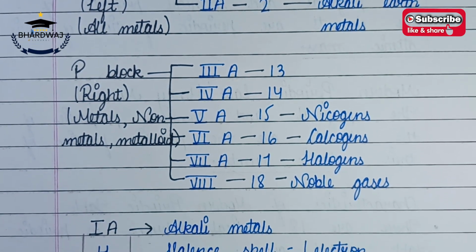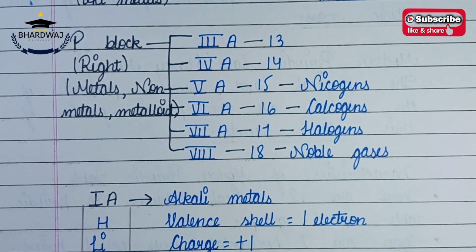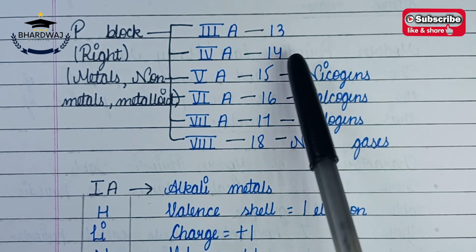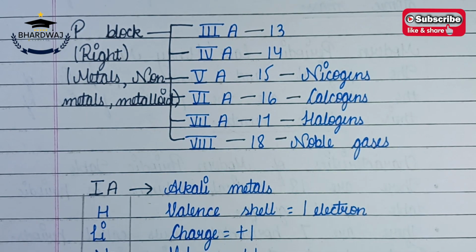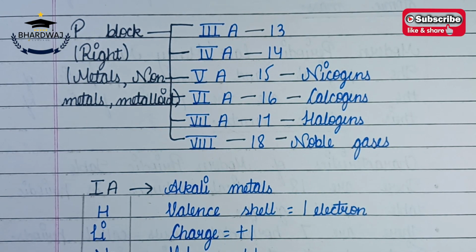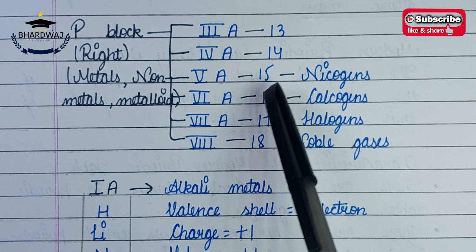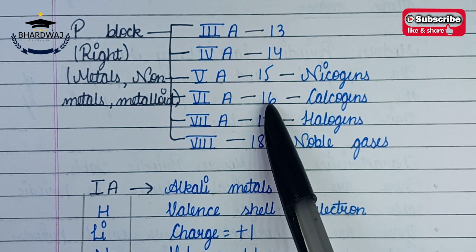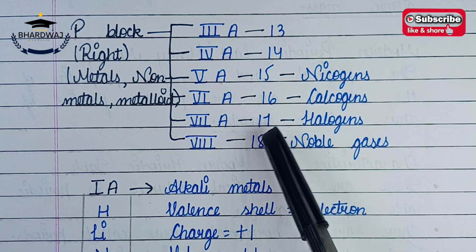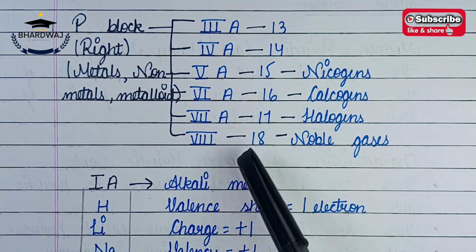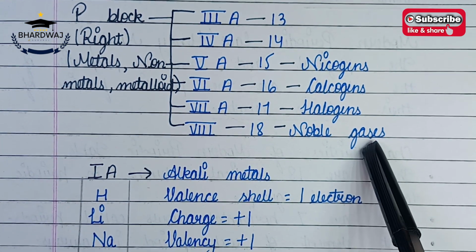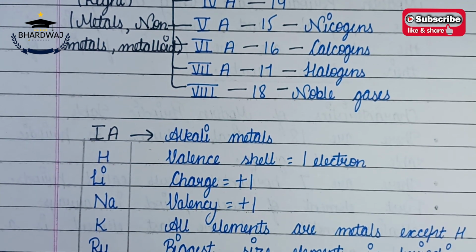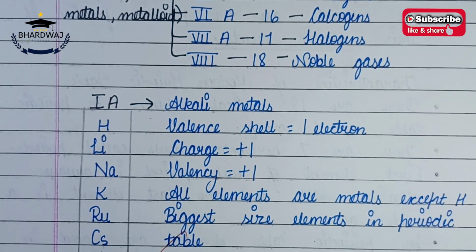The P block contains metals, non-metals and metalloids. It is the only block which contains all the 3 categories. So 13, 14, 15, 16, 17 and 18 are all the group numbers which are contained in the P block. The 15th group is called pnictogens because the first element is nitrogen and so on. The 16th one is called chalcogens, the 17th one is called halogens and the 18th one is called noble gases.